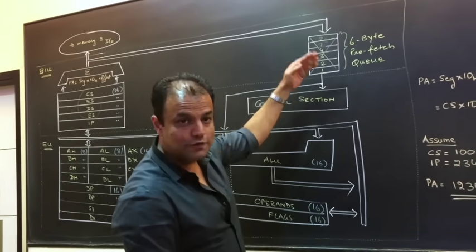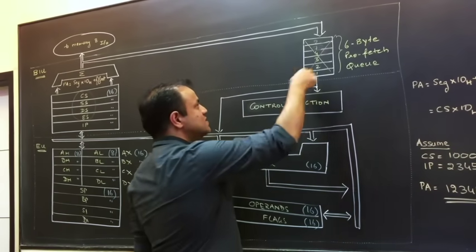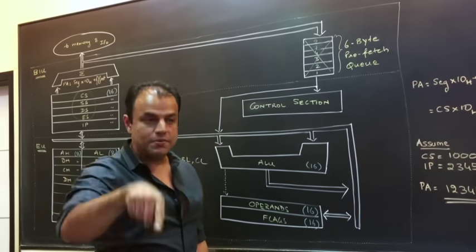When is the queue refilled? When 2 bytes are empty. When is the queue discarded? Whenever there is a branch.